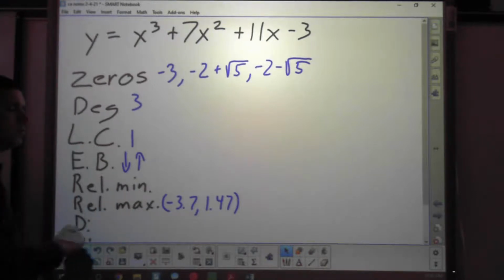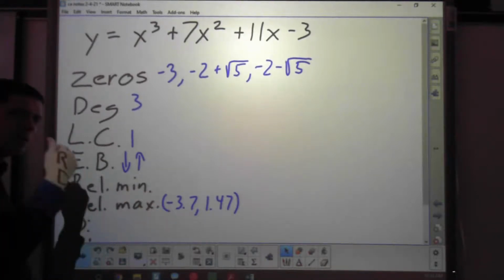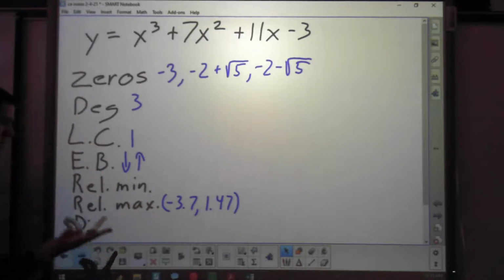So there was our relative max. Just make sure you label them. I don't want to have to take off points because you flipped those. You're not telling me you don't understand what a max and a min are.